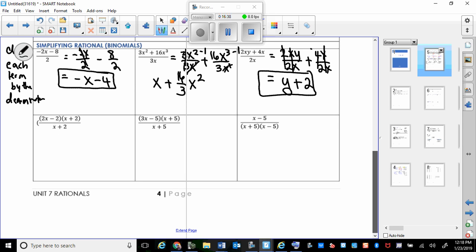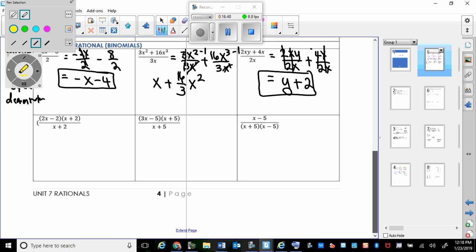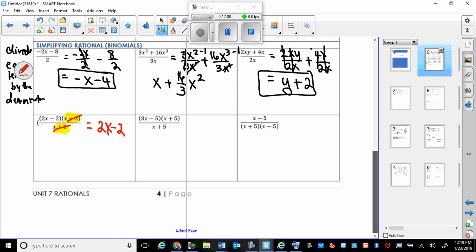Now, with the next set, it's a little bit different. We're looking to see what cancels out. What is the same on the top and what is the same on the bottom? So if I go through, I have x plus 2 on the top and I have x plus 2 on the bottom. So these two cancel each other out. These are the same. This divides itself out. This equals, and they have to be in parentheses, what I'm left with is 2x minus 2. This is how you show your work on your project. If you're not showing this work, it's going to be counted off.